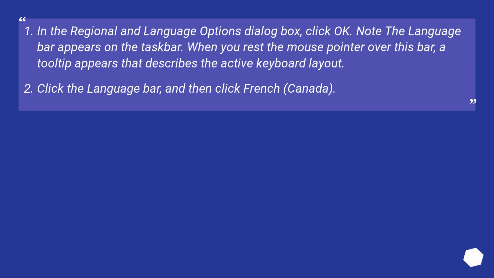In the Regional and Language Options dialog box, click OK. Note the language bar appears on the taskbar. When you rest the mouse pointer over this bar, a tooltip appears that describes the active keyboard layout. Click the language bar, and then click French, Canada.